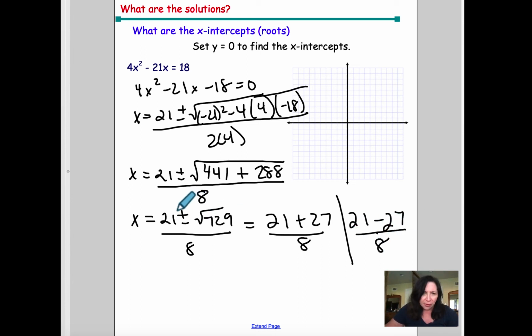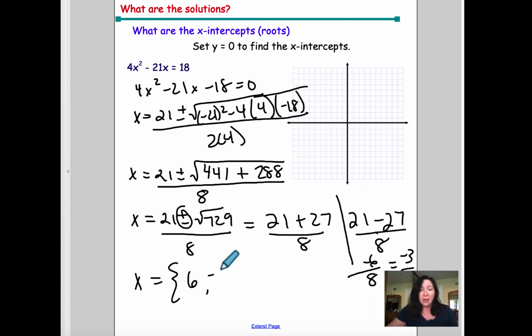That's what that plus and minus means. You got two equations because it's quadratic. You have two answers. So you're going to go 21 plus 27 is 48 divided by 8 is 6. So x is 6. 21 minus 27 is negative 6. And negative 6 over 8 is equal to negative 3 over 4. And so those are your x-intercepts. So you've got one at 6 and you've got one at negative 3/4, okay?